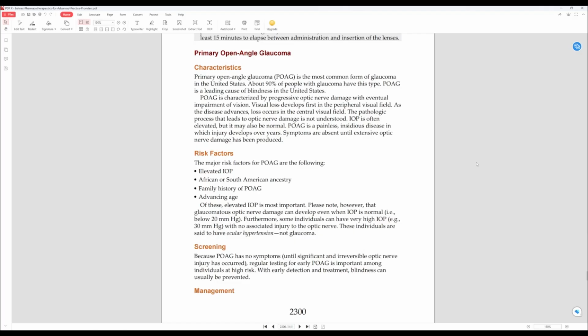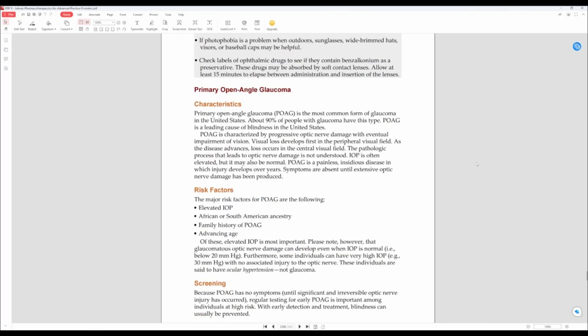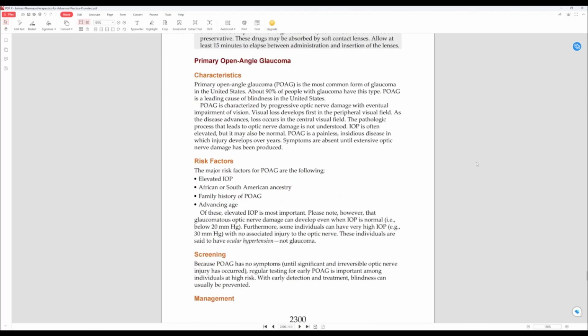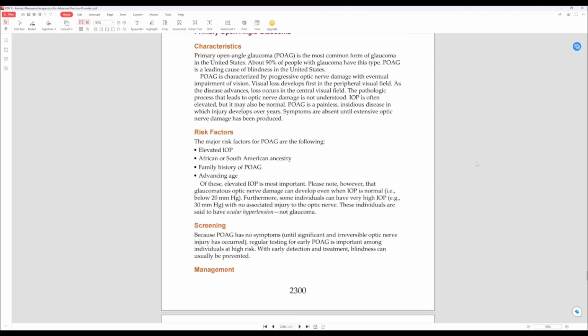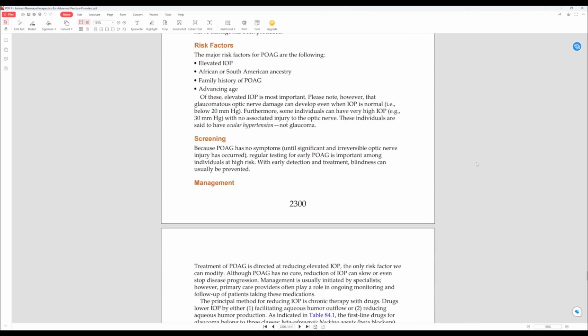So what are the risk factors then? Well, the major risk factors for POAG are elevated IOP, or intraocular pressure, African or South American ancestry, family history of POAG, and advancing age. Of these, elevated IOP is most important. Please note, however, that glaucomatous optic nerve damage can develop even when the IOP is normal. Furthermore, some individuals can have a very high IOP, with no associated injury to the optic nerve. These individuals are said to have ocular hypertension and not glaucoma.